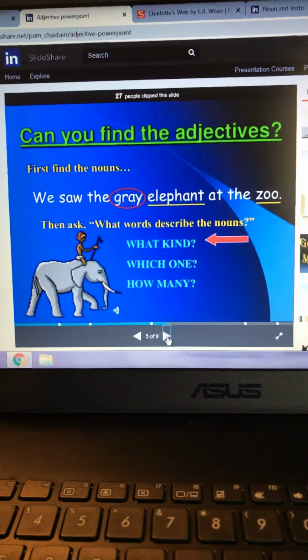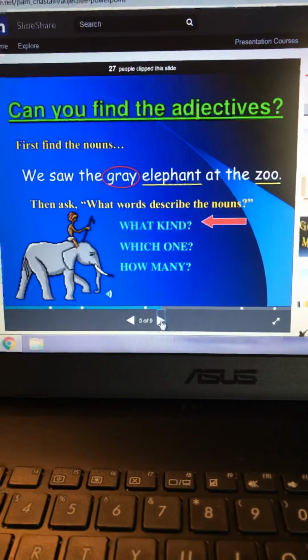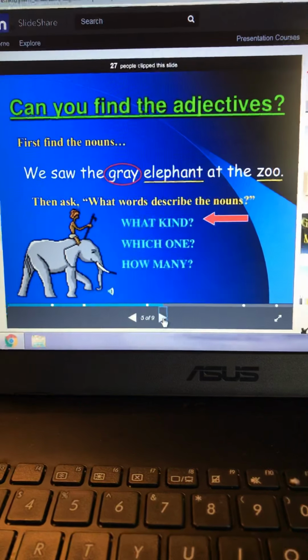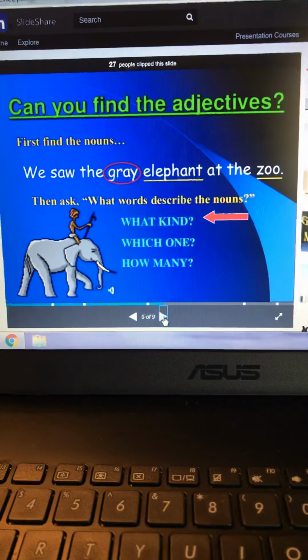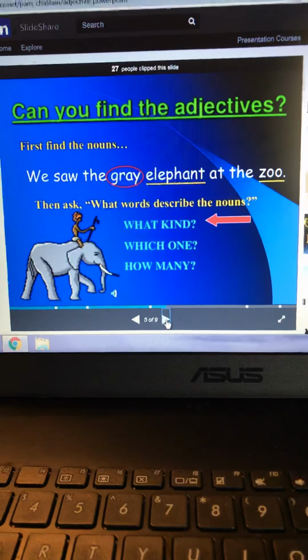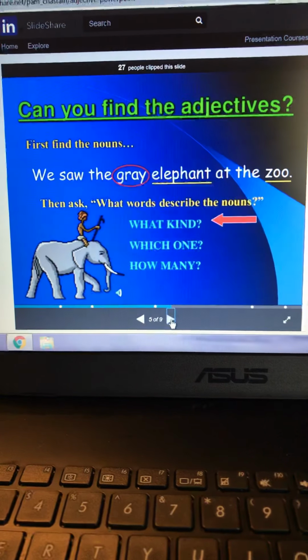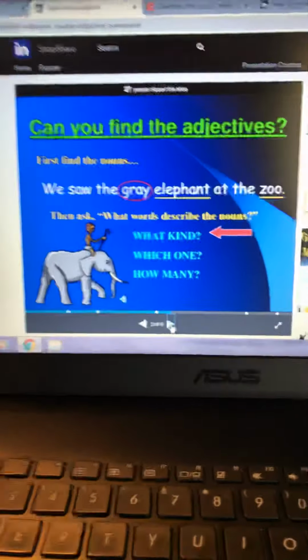Alright. And in this slide it says, can you find the adjectives? We saw the gray elephant at the zoo. You would ask yourself, what are the nouns? Which would be elephant and zoo. And the only adjective that they have is what kind of elephant? A gray elephant. So gray would be your adjective.